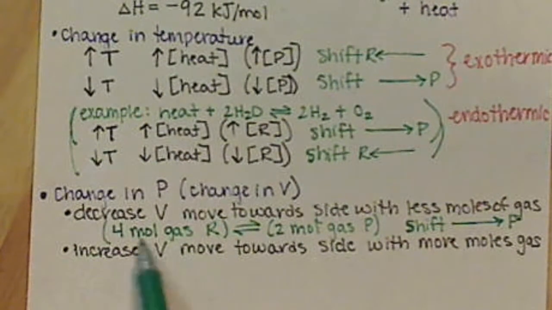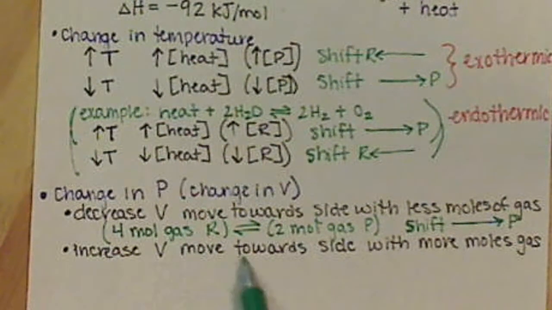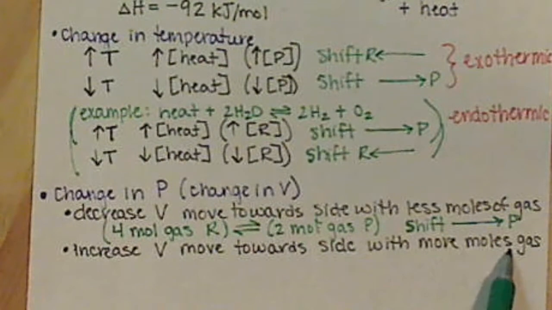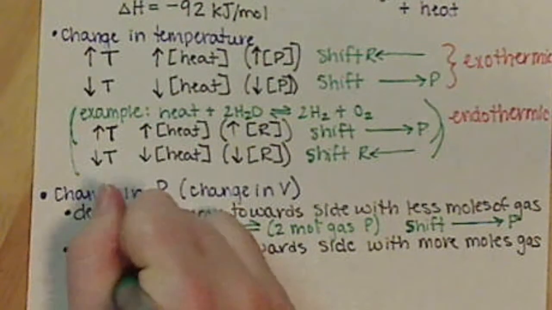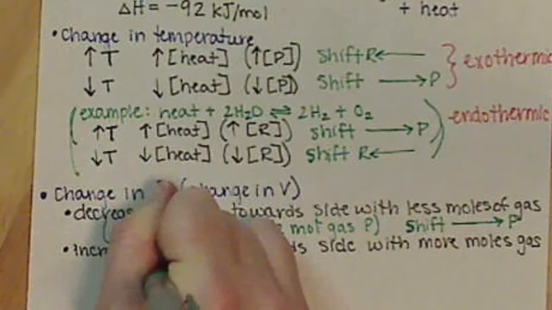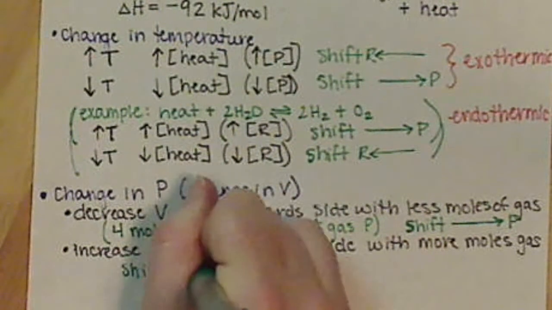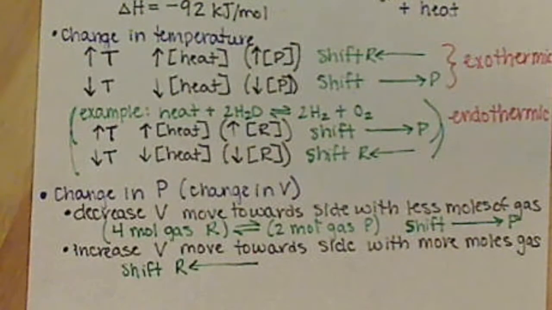Now same thing here, we're working the same equilibrium. So if we increase the volume, we want to move towards the side with more moles of gas. Okay, our reactants have more moles of gas, so we are going to shift to the reactants.